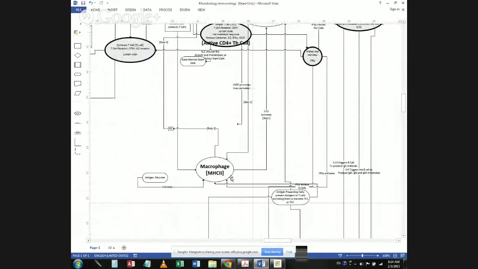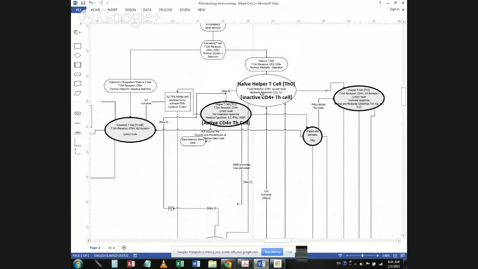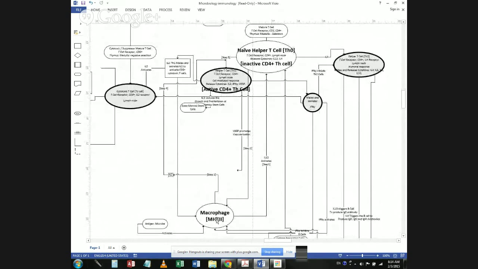And we see that this line right there, macrophage will produce IL-12, which will activate the naive T helper cell, basically, which will then activate IL, which will stop macrophages, which will bind to macrophage 2 first.